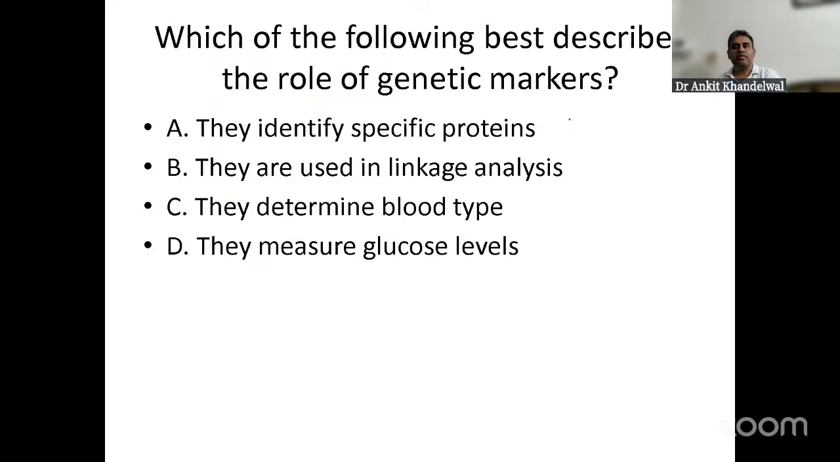One more question. Which of the following best describes the role of genetic markers? Options: they identify specific proteins, they are used in linkage analysis, they determine the blood type, or they measure the glucose levels. The genetic markers are mainly used for, think. Take 10 more seconds.